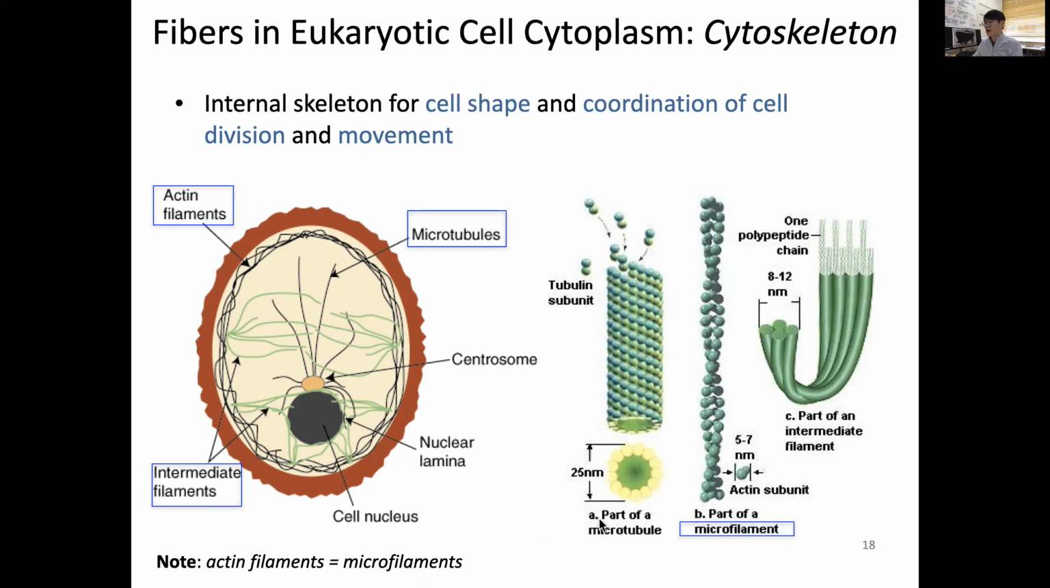First, look at this microtubule. It is a hollow pipe structure, so it has very good compression resistance. While microfilament, or actin filament, is only about 7 nanometers in diameter, made of actin subunits. And intermediate filament is like a rope of polypeptide chains, making about a 10 nanometer diameter.